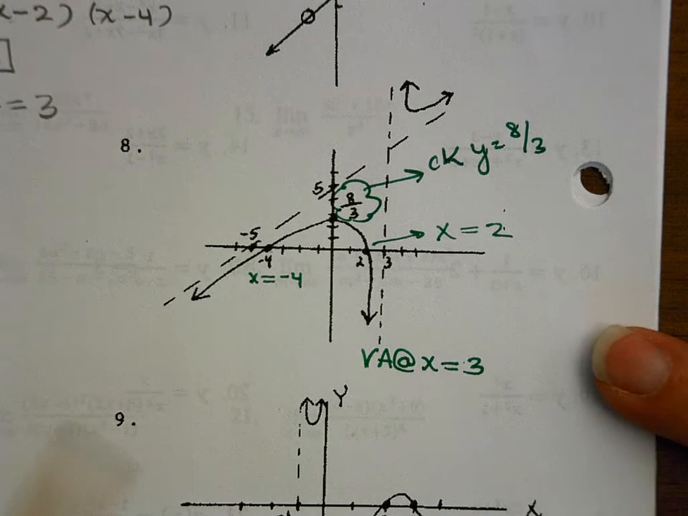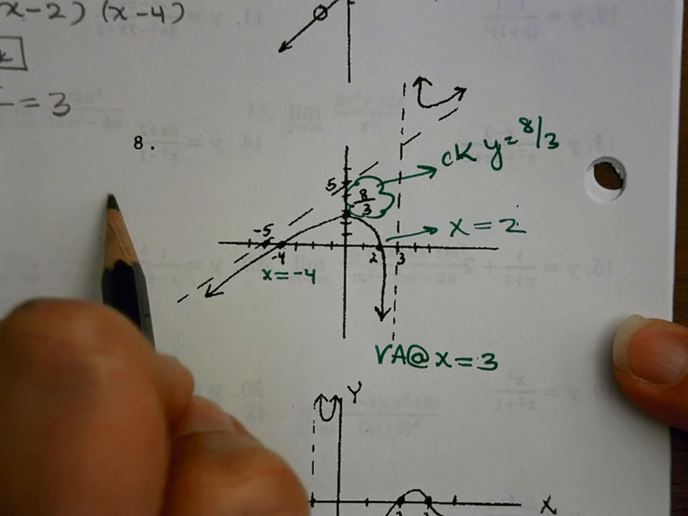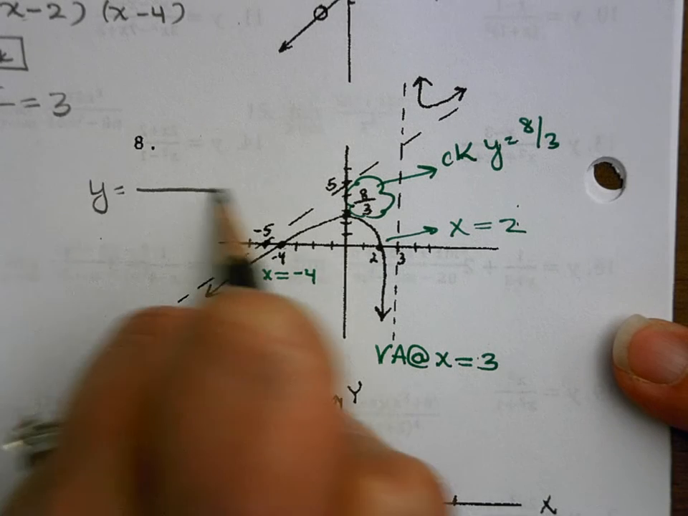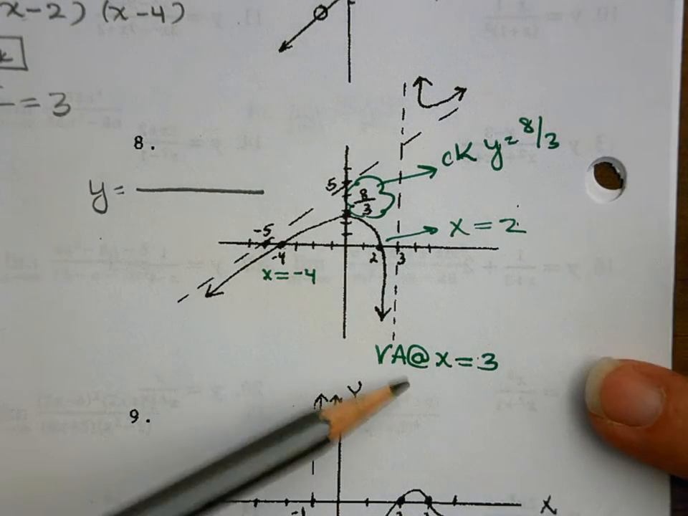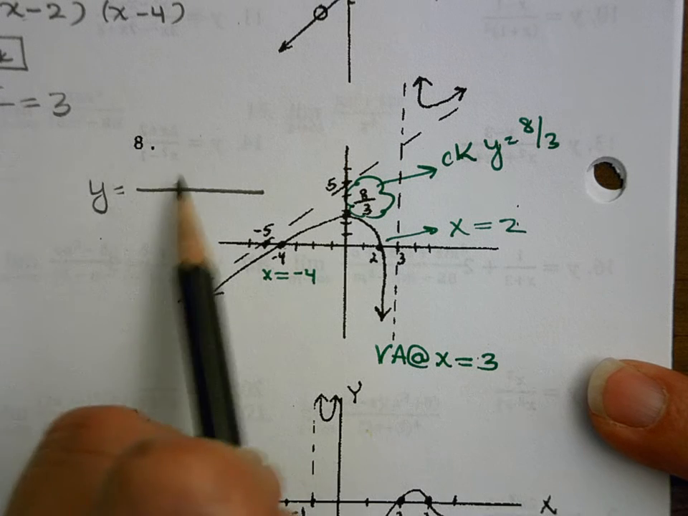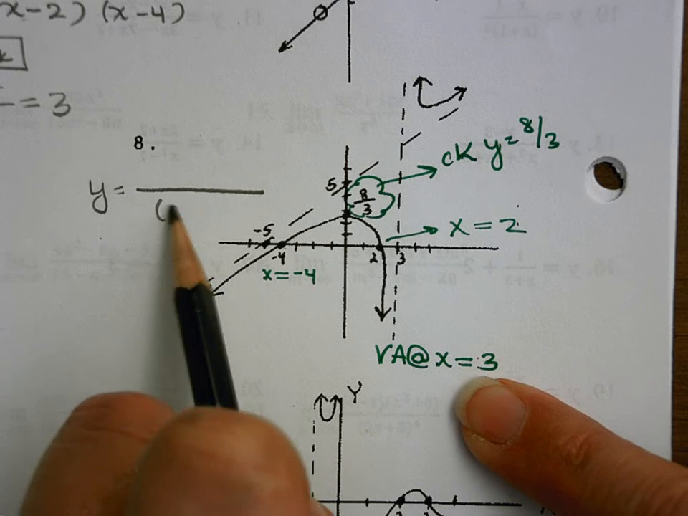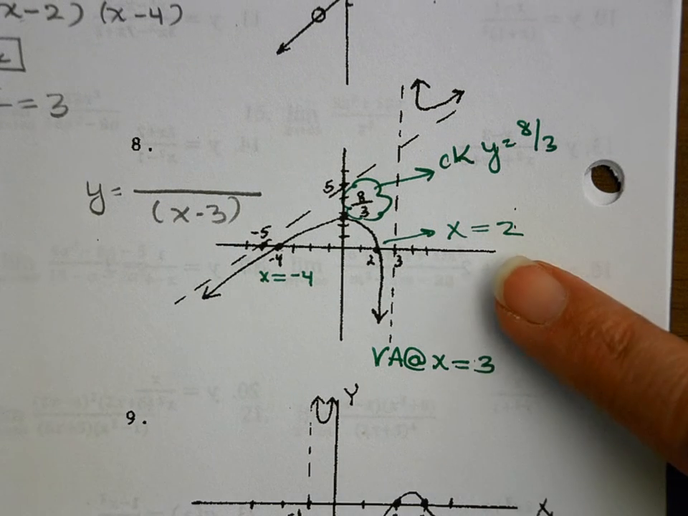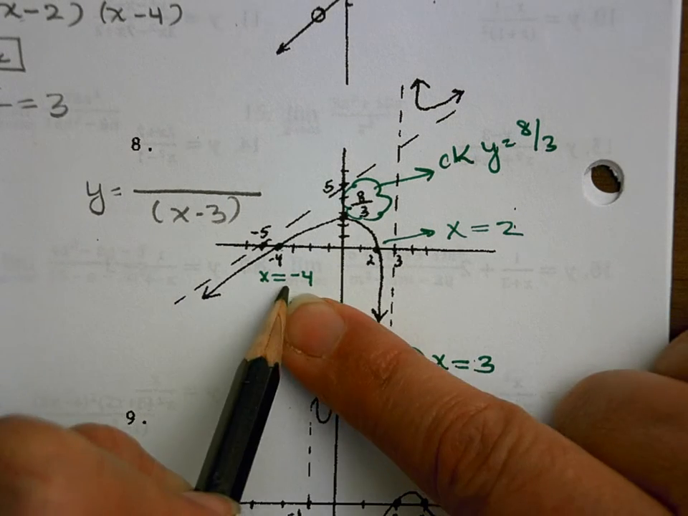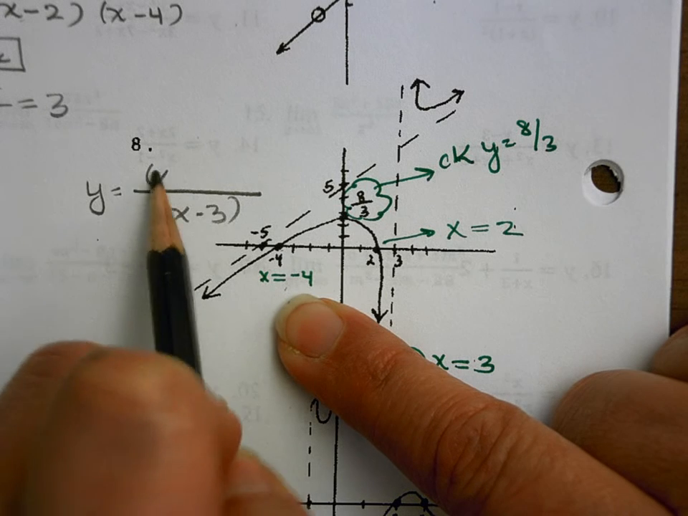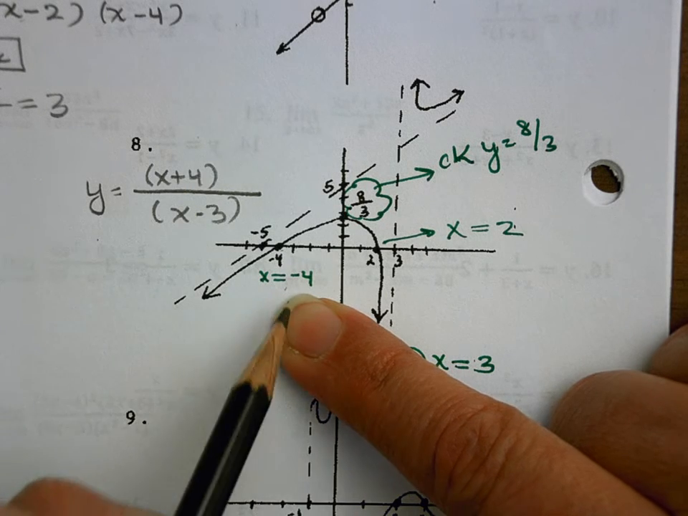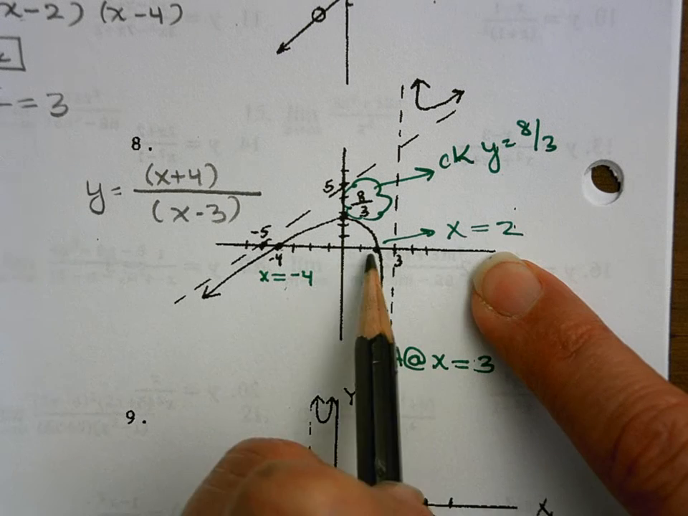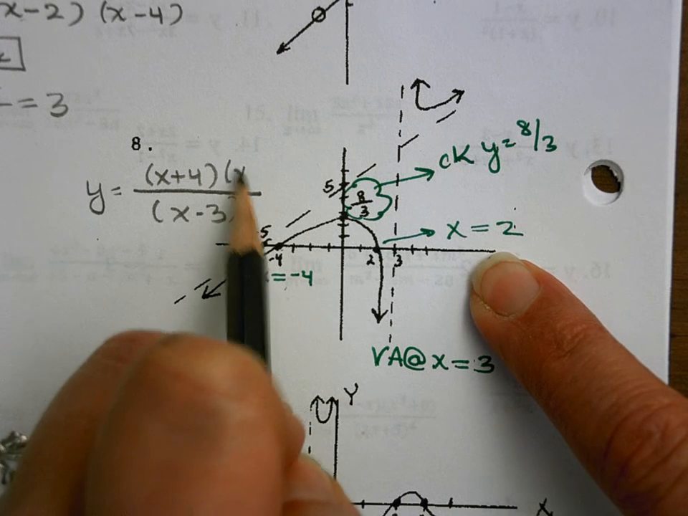Okay. So let's set up our fraction. My denominator is my vertical asymptote, and that's at x equals 3. So that'll be x minus 3 in the denominator. And I have an x-intercept here at negative 4, so that'll be x plus 4 in the numerator. And then I have another x-intercept at 2, so that'll be x minus 2.